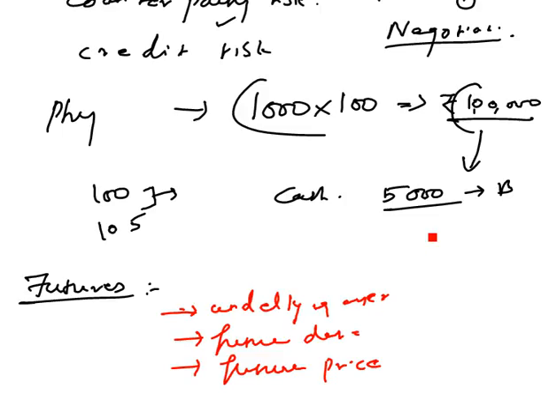But there is only one difference: this is not a private contract. This is a contract that is executed on a recognized stock exchange. All the terms other than the price are set by the stock exchange. Except the price, everything is set by the stock exchange.